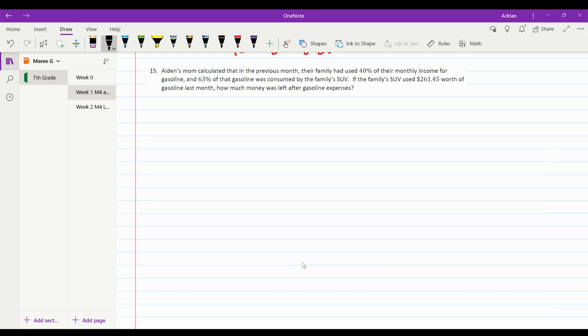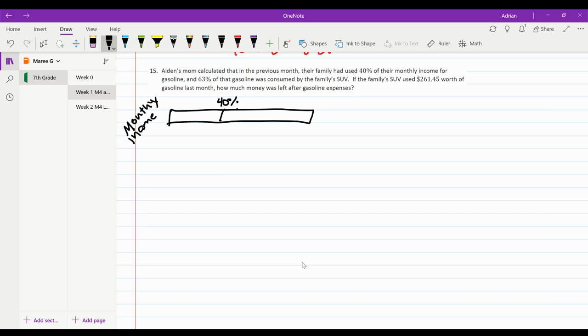So first, let's just try to visualize what's going on. We have this first tape diagram that's going to represent something that's helpful. Aiden's mom calculated that in the previous month, their family had used 40% of their monthly income. So we have to show monthly income. So this tape diagram represents monthly income, and we know it's 40%. So it's a little bit less than half. So this was a half, so about there is about 40%.